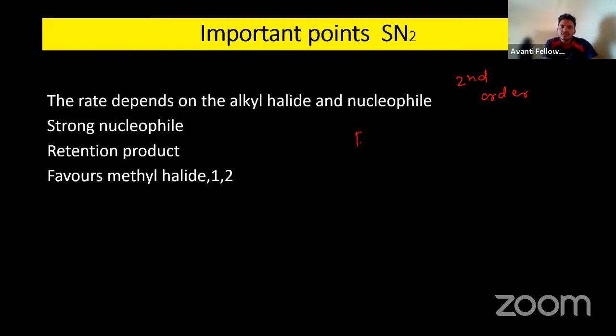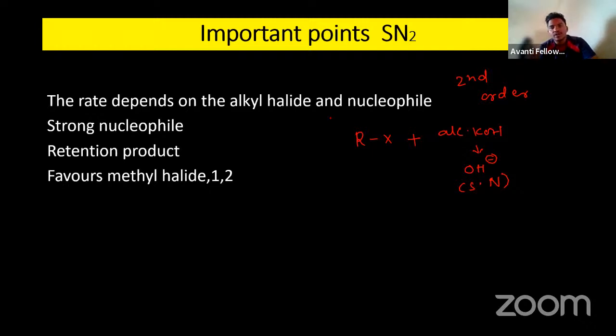Now, if you see this, you have an alkyl halide, and whenever you have a particular reagent, say alcoholic KOH, here the nucleophile you are going to get is OH minus, which is a strong base, or we can say a strong nucleophile. OH minus is a strong nucleophile.